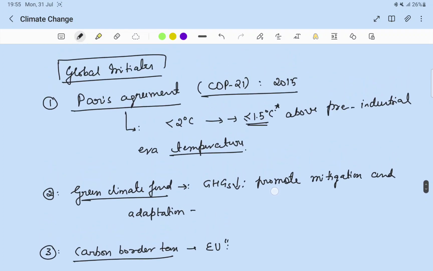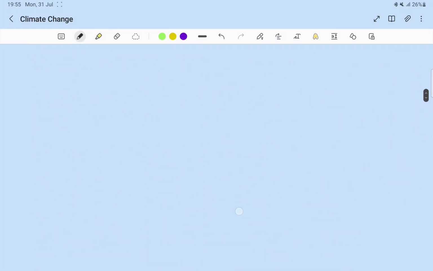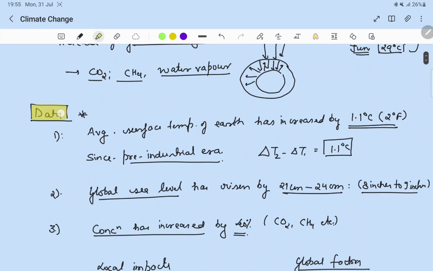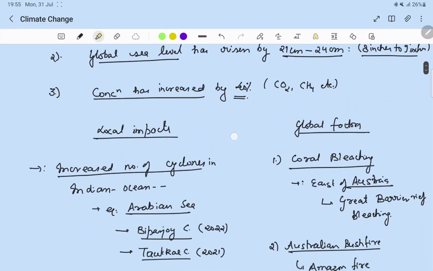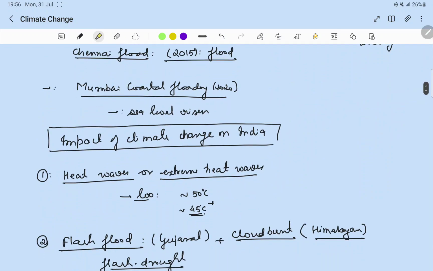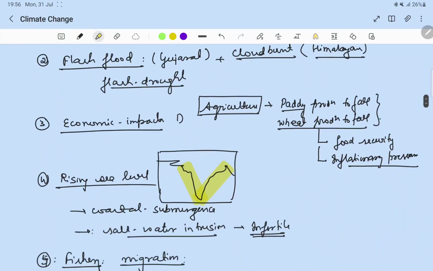So these are the ways in which we can actually help improve our structure overall. In this particular lecture, we have looked at the definition of climate change. What does climate change mean? Then we looked at the data. What are the different data sets that support that climate is changing? Then we also looked from the evidence perspective at what the local impacts are, and what the global factors are which say that climate change is a real threat. Then we analyzed the impact of climate change in India, what impact it is creating for India, and what challenges it is posing for us.